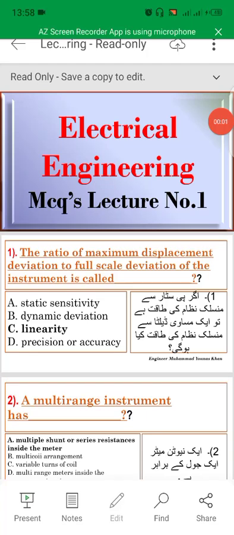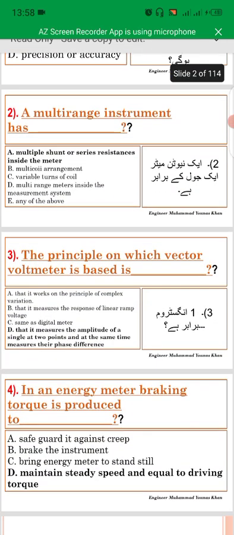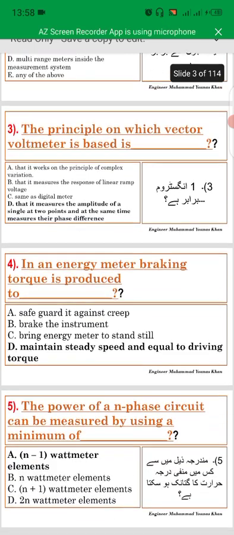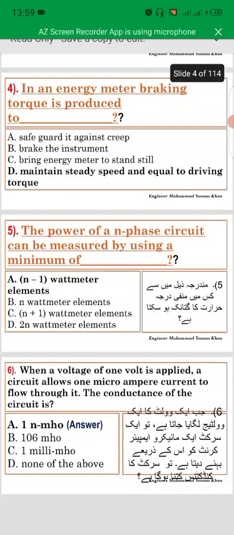The ratio of maximum displacement deviation to full-scale deviation of the instrument is called linearity. A multi-range instrument has multi-shunt or series resistance inside the instrument. The principle on which a vector voltmeter is based is that it measures the amplitude of signal at 2 points and at the same time measures their phase difference.